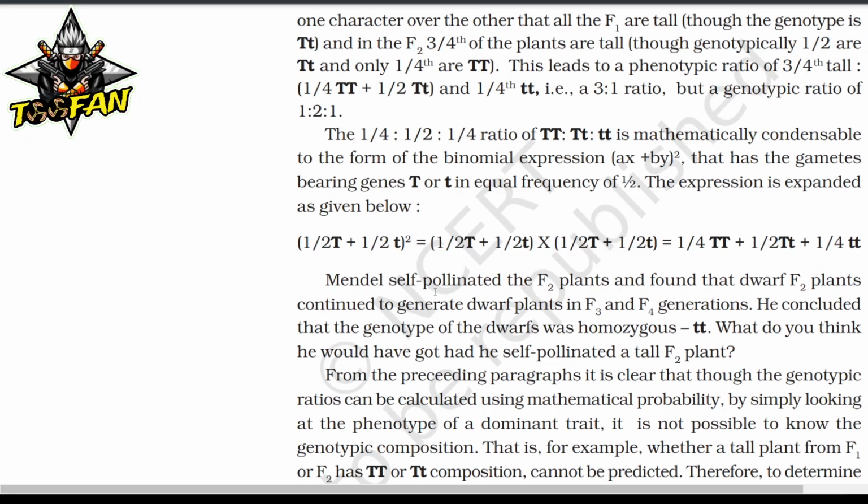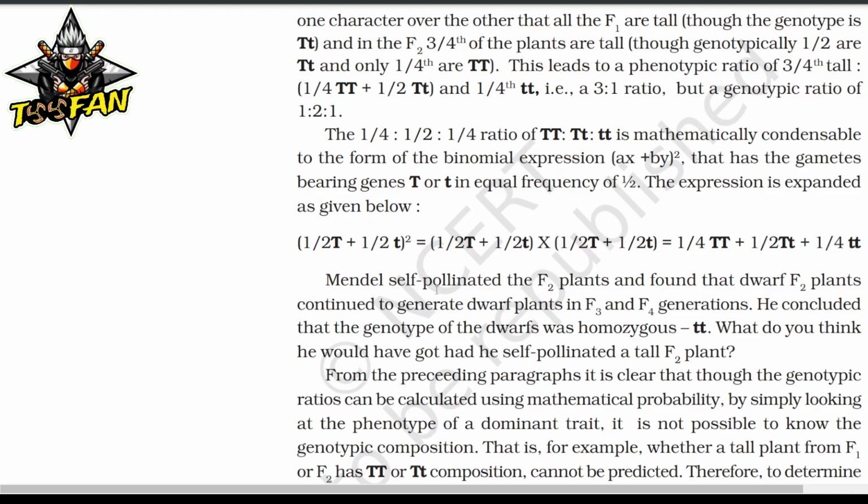Mendel self-pollinated the F2 plants and found that the dwarf F2 plants continue to generate dwarf plants in the F3 and F4 generations. He concluded that the genotype of the dwarf was homozygous. What do you think he would get had he self-pollinated a tall F2 plant?